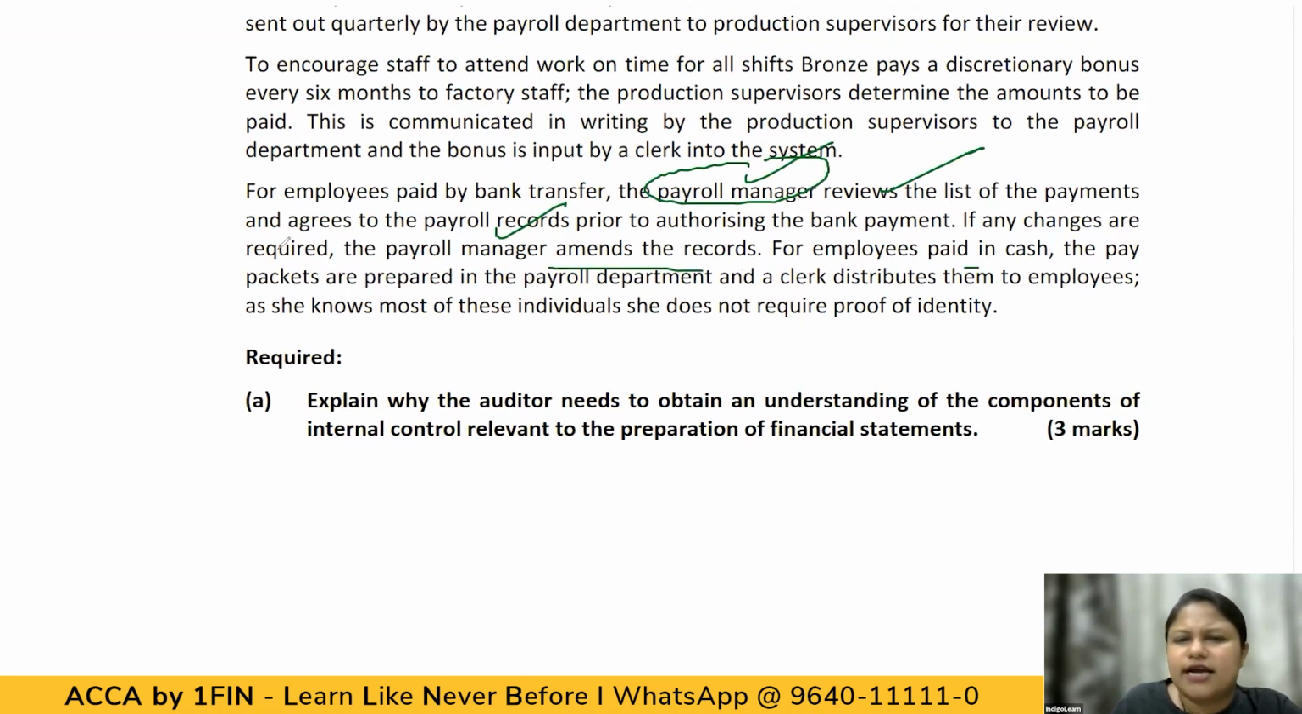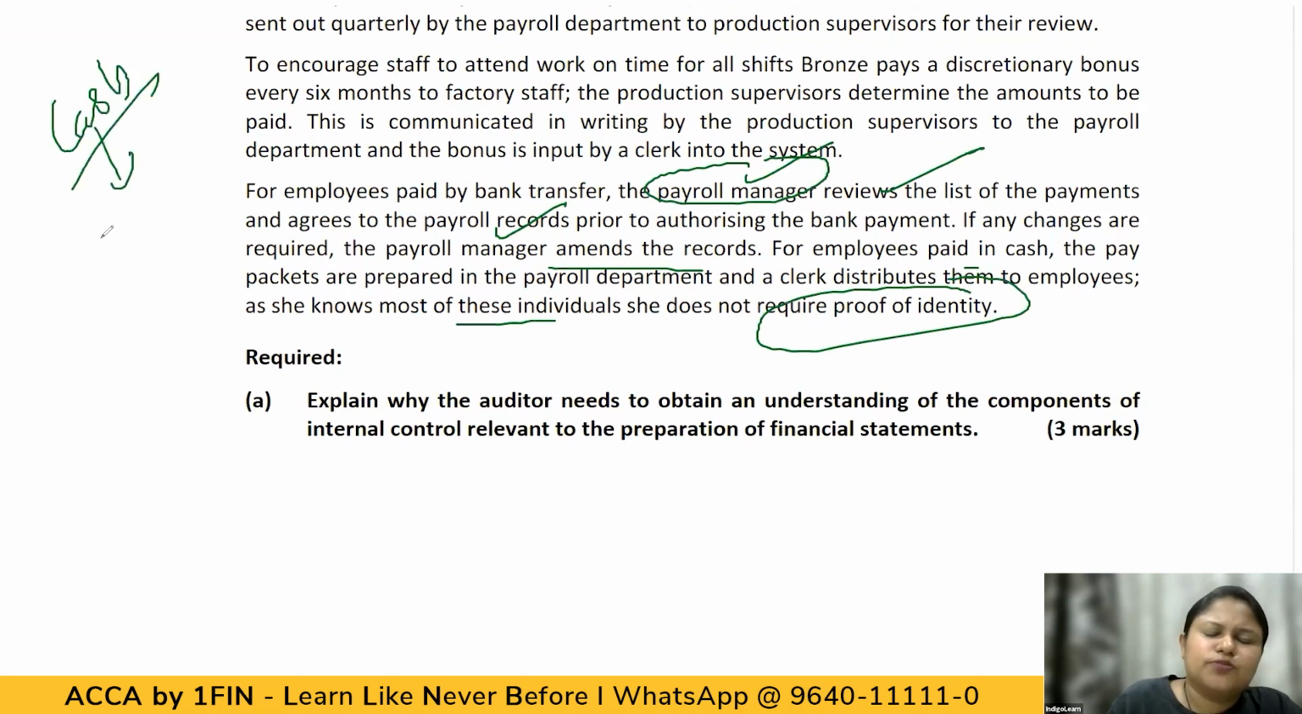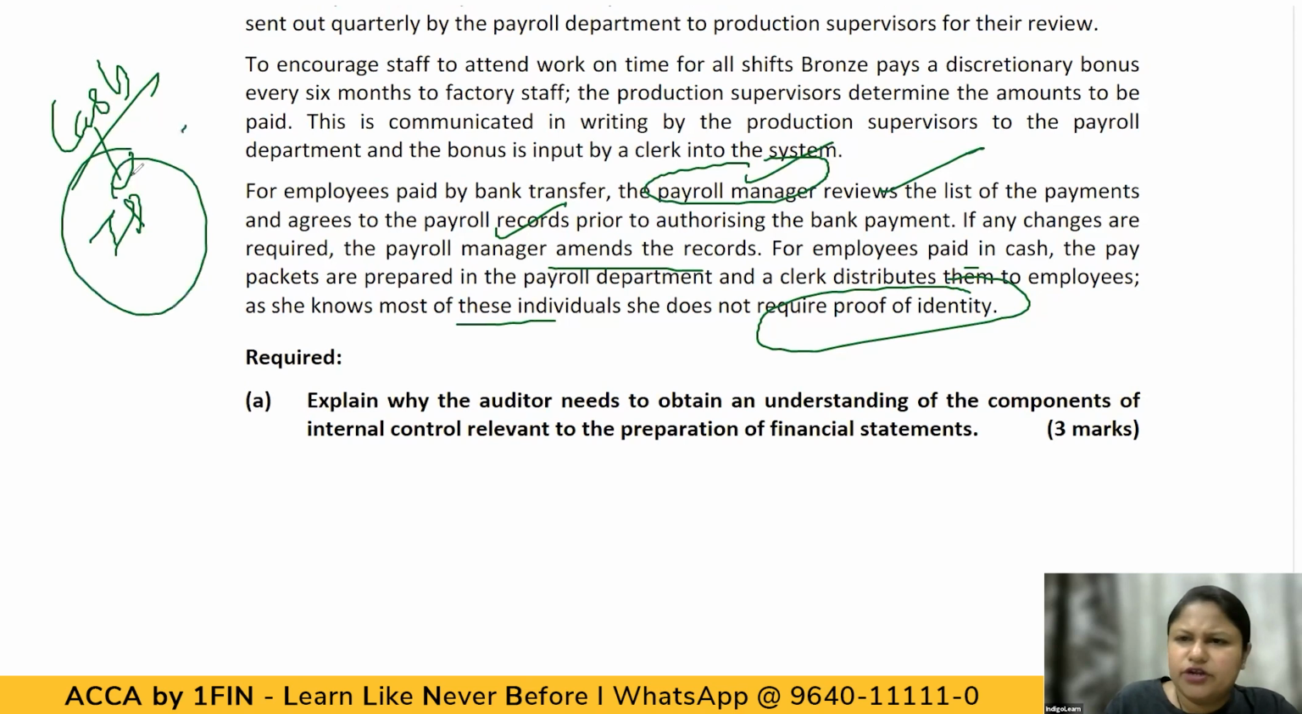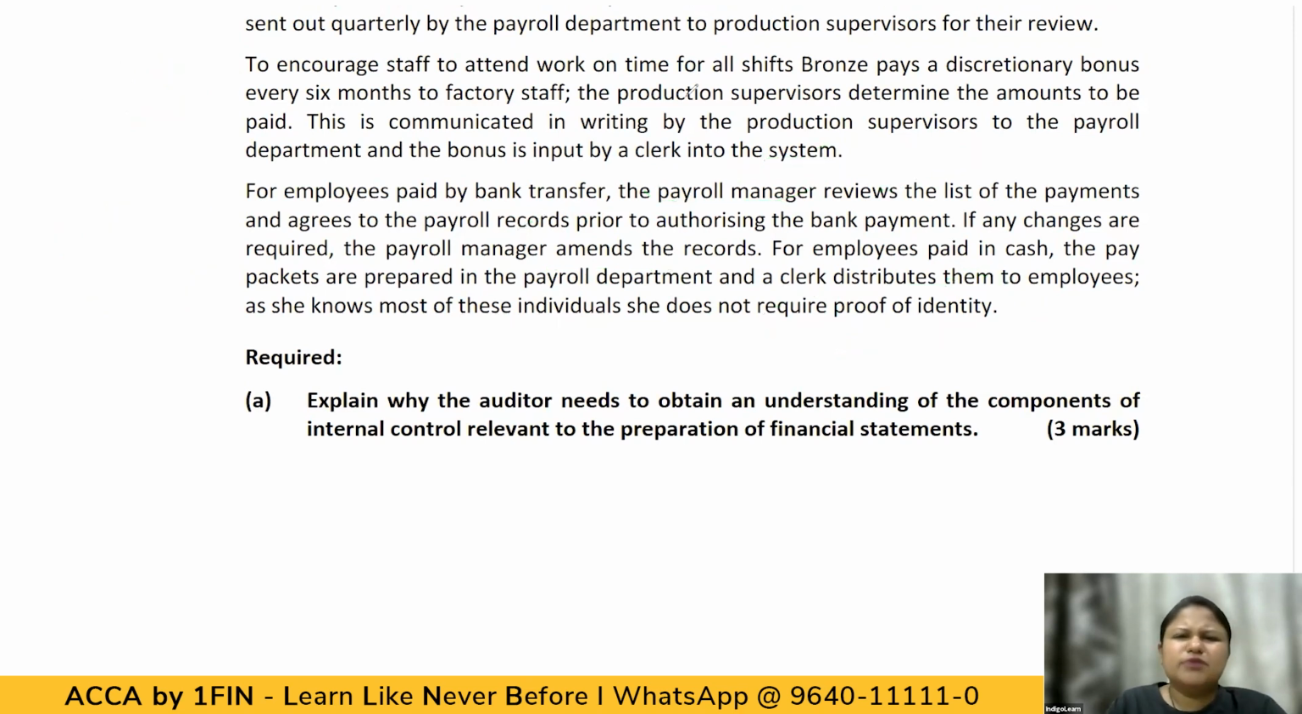For employees paid in cash, the pay packets are prepared in the payroll department and the clerk distributes them to employees. And she knows most of these individuals, she does not require proof of identity. Again, bad. See, you're doing cash. First of all, this is a bad thing. On that, this person says, I know people, so I'm not checking their IDs. Again, wrong. However much you know, it is your duty to cross-verify, and IDs have to be cross-checked to ensure authentication. So again, there are multiple control deficiencies.